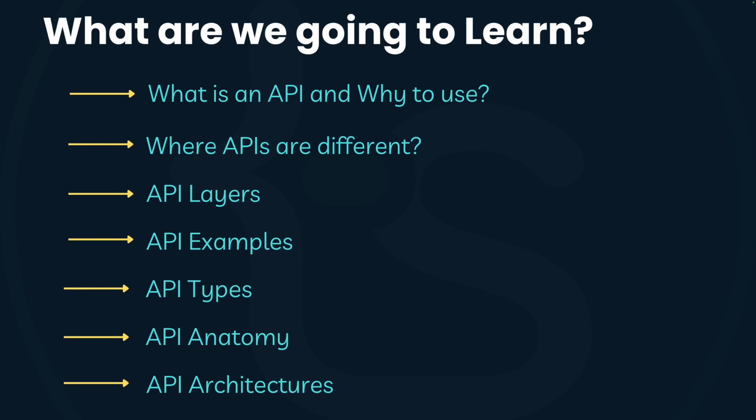We'll see a lot of examples of APIs. We'll see different types of APIs that we can use and develop. After that, we will do the anatomy of an API, where we will be looking into much more detail of an API. And finally, we'll end it with different API architectures.